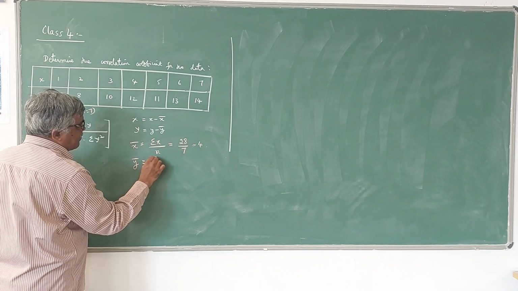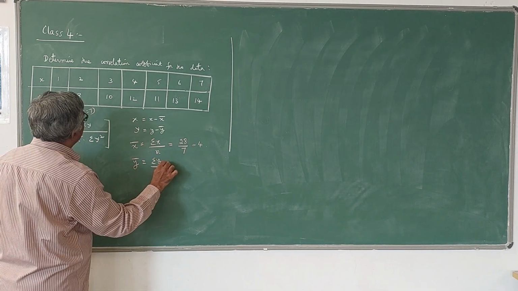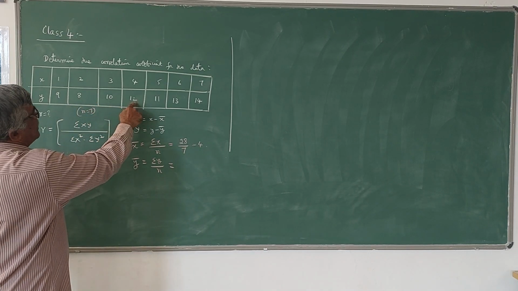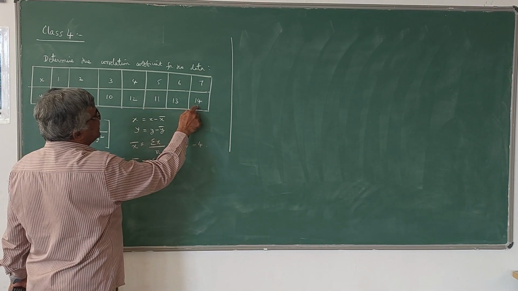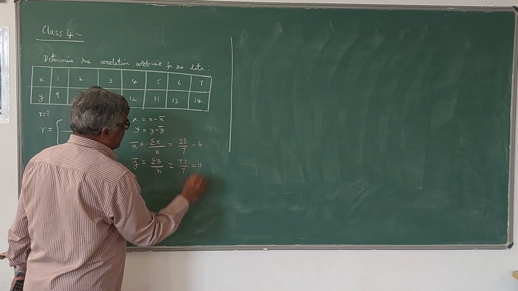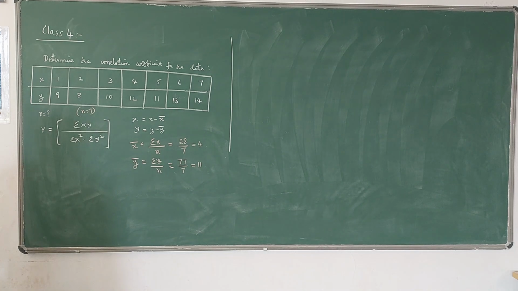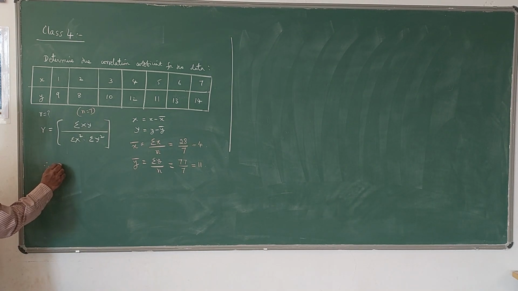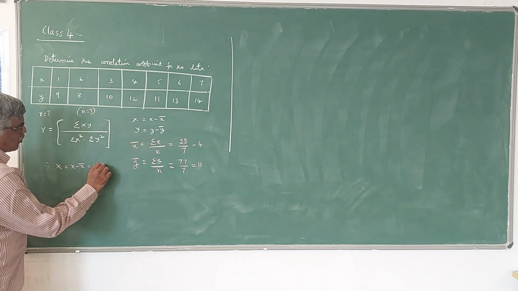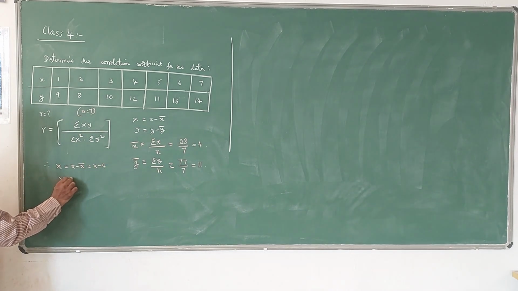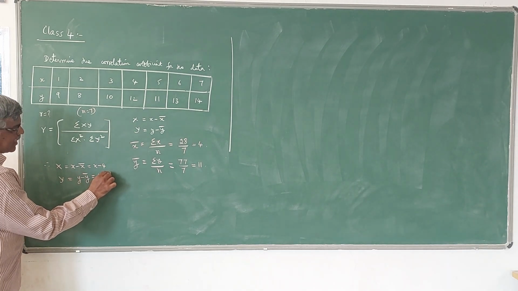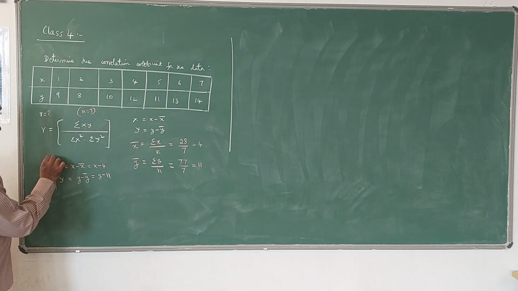Y bar is sigma y by n. 9 plus 8, 17, 27, 39, 50, 63, 77. 77 divided by 7, it is 11. Okay? So X bar is 4, Y bar is 11. Therefore, capital X is equal to x minus X bar, which is x minus 4. Capital Y is y minus Y bar, which is y minus 11. So these things we got now.